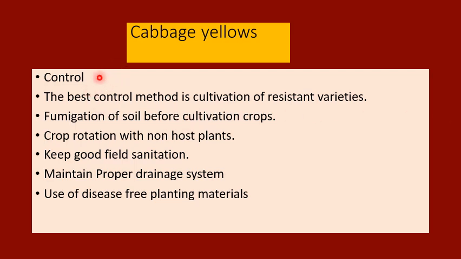Then we will go to the management practices of cabbage yellows. The best control method is cultivation of resistant varieties. Therefore, there is no problem with the management practices. Then fumigation of soil before cultivating crops is very important because the pathogen can live in the soil for many periods. Then crop rotation with non-host plants is very important, and also we need to keep good sanitary conditions in the field, keep proper drainage conditions in the soil, and we can use disease-free planting materials.